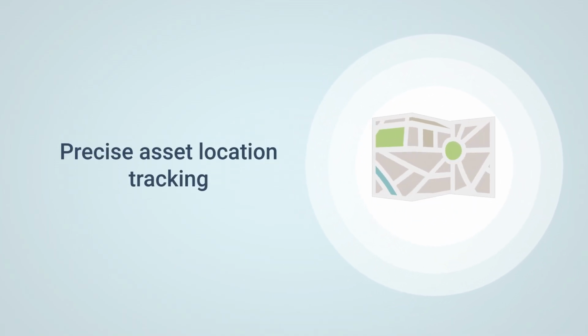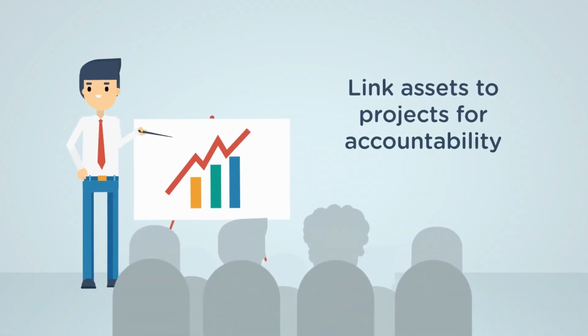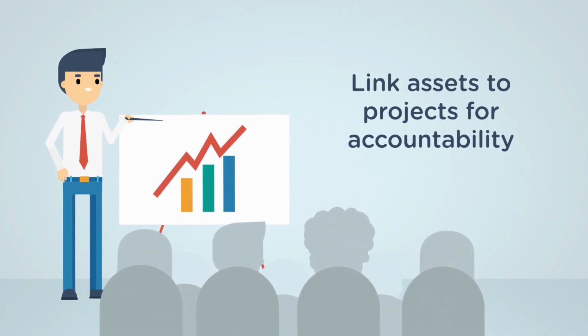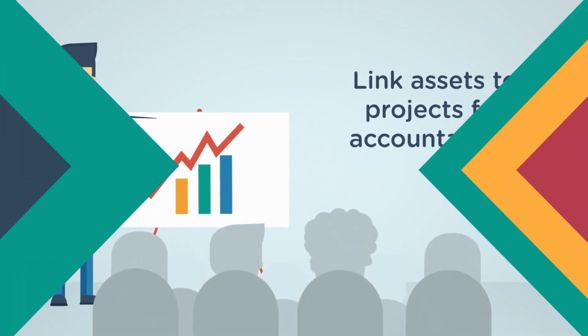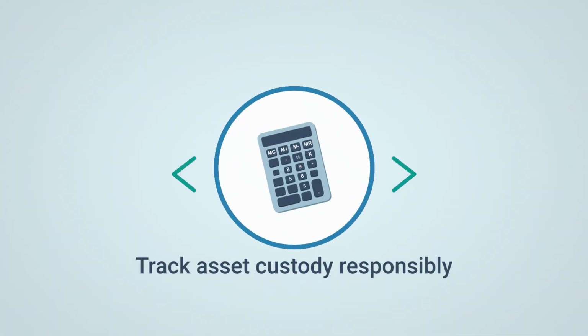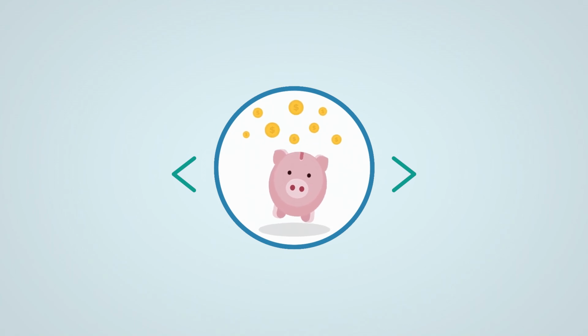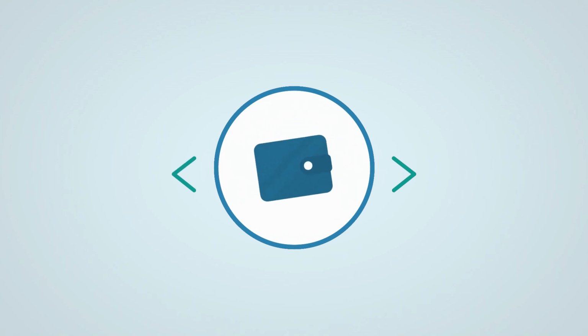The system lets you assign a country, city, department, and exact location for each asset. This ensures precise tracking for audits and resource distribution. Each asset can be linked to a specific project or customer for accountability, improving cost tracking and financial transparency. You can assign custody to track who is responsible for each asset, ensuring accountability and preventing loss.